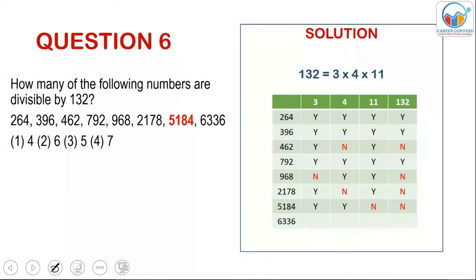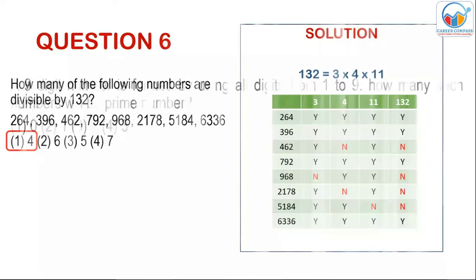So that way we can say that out of all these numbers, 264, 396, 792 and 6336 are the four numbers which are divisible by 132. Hence your answer is option 1, which is 4, right? So here all the concepts that we have learned will be directly used. Right? So let us look at the next one. All of you, please try this.